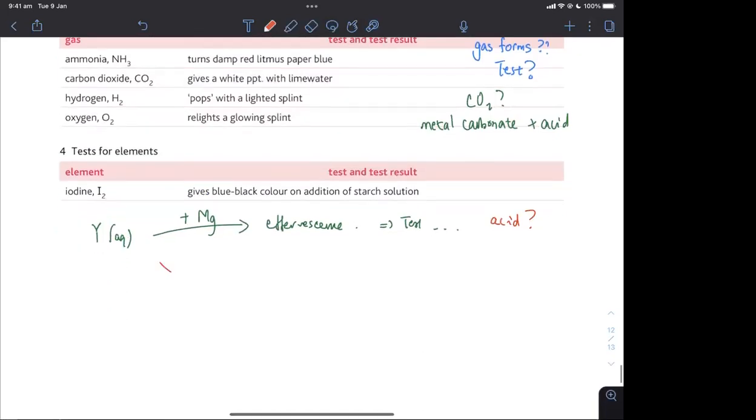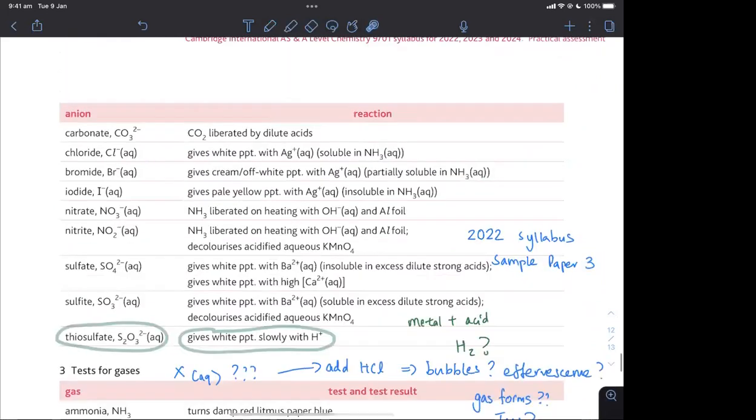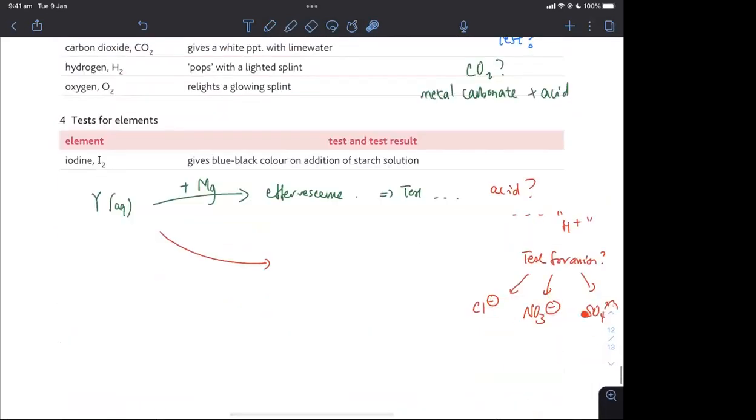So the next thing is, you say that it contains H+, but you don't know what acid it is. You could test for the anion. We know that the common acids would be HCl, which contains Cl-, nitric acid, which contains NO3-, and sulfuric acid, which contains SO4 2-. Each of these is an anion that you can test for using this particular table. Test for chloride, test for nitrate, as well as test for sulfate. So you could test for the anion and identify the acid.